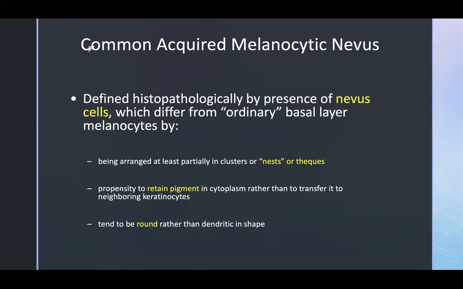It can be arranged in clusters of nests or theque patterns. Theque means that it's a linear cord going parallel to the epidermis. If you see a theque-like pattern, it can sometimes indicate a bit of a red flag for melanoma, so that's something to keep in mind. Nevi have a propensity to retain pigment in the cytoplasm rather than transfer it to the neighboring keratinocytes. They tend to be round rather than dendritic in shape.